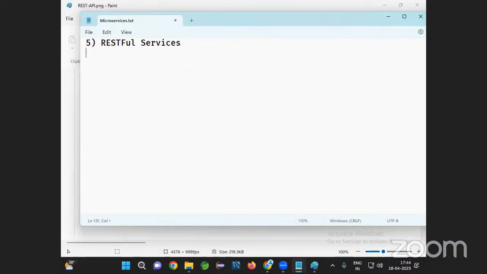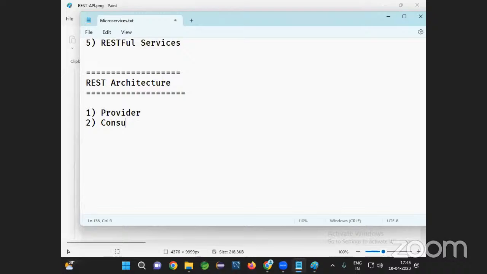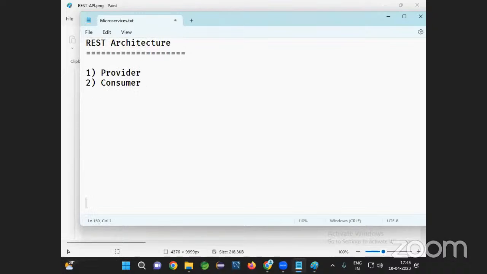Right. Now let us come to RESTful services architecture. I can say REST architecture. When it comes to REST architecture, guys, mainly two things will be available. One is called the provider. The second one is called the consumer. Some people will call this provider a resource and this consumer a client. Naming is different, synonyms. Provider is called a resource. Consumer is called a client. What is the meaning of a provider?